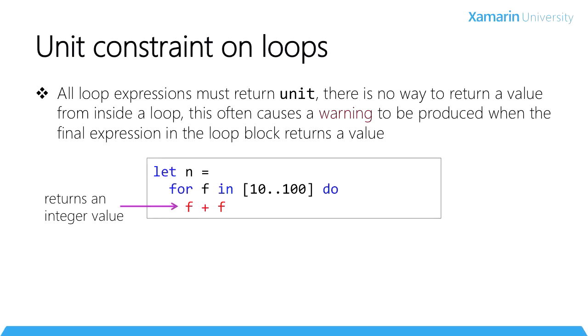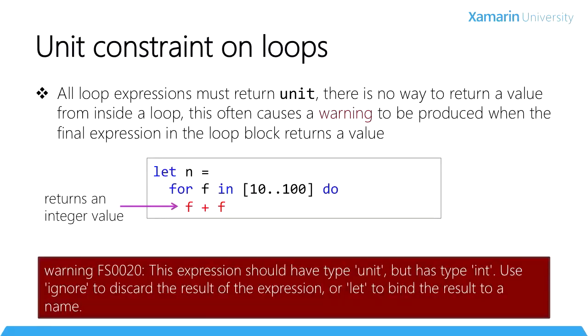So if we change our loop to instead perform an operation returning a non-unit result, as you can see here, then the result of the loop expression is actually int and not unit. And when this happens, the compiler will issue a warning indicating that the expression has an unexpected result, and even direct you to ignore the result of the expression to ensure that the loop itself returns the appropriate response.